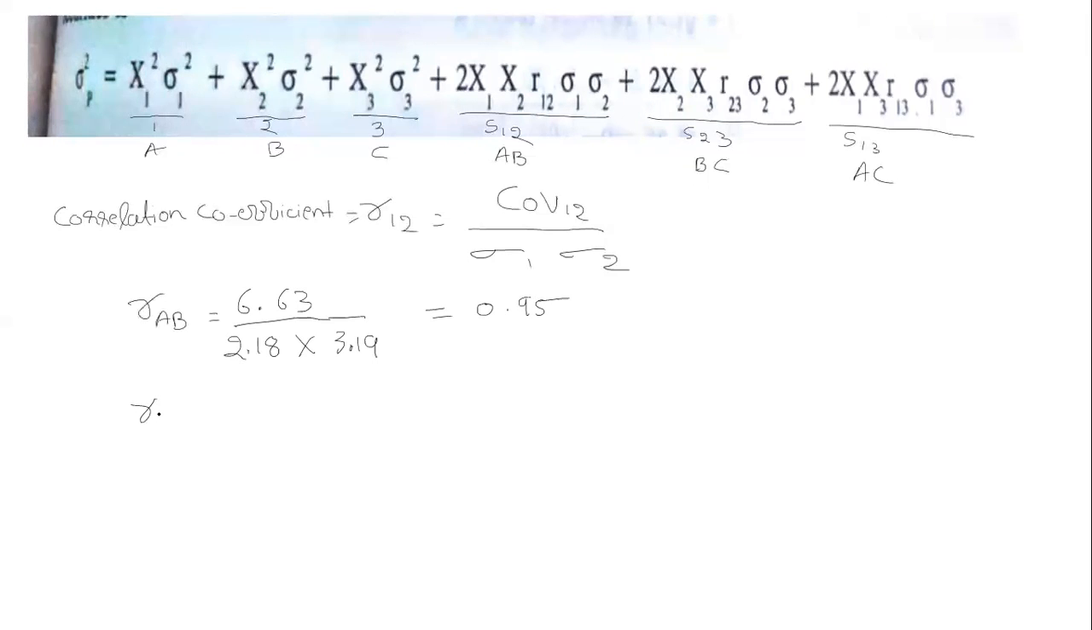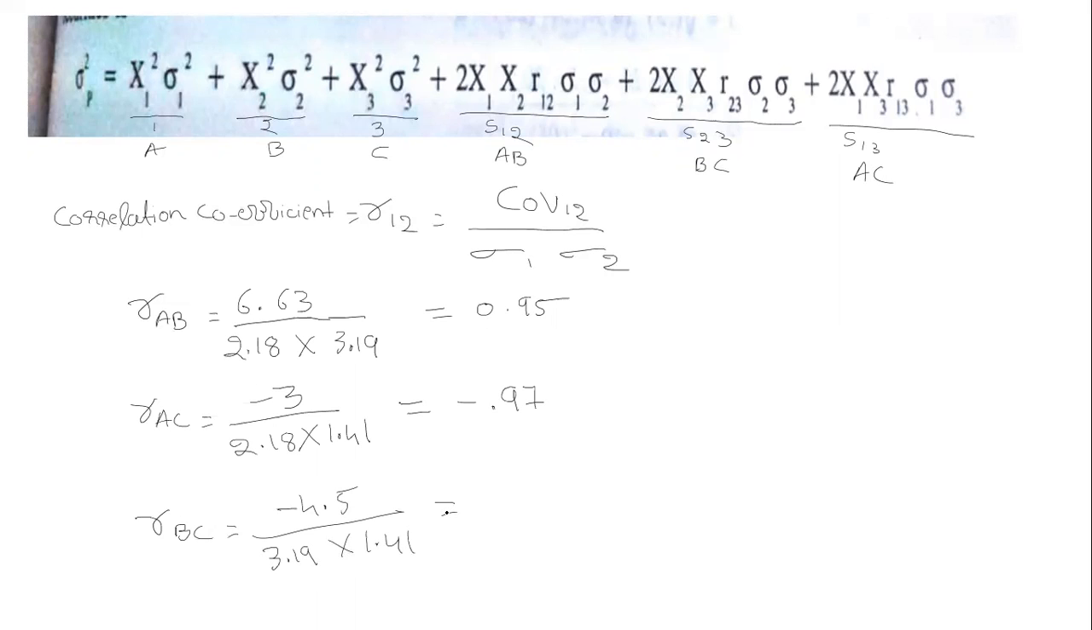Now calculating it for A, C. So the AC is covariance, that is -3 divided by the standard deviation for A is 2.18 into the standard deviation for C is 1.41. So after solving this, we get the value, that is -0.97. Now we are going to BC. So BC's covariance is -4.5. We have calculated. So B's standard deviation is 3.19 into 1.41 of C. So we get the value, that is -1. So these are the correlation coefficients of AB, and AC and BC.